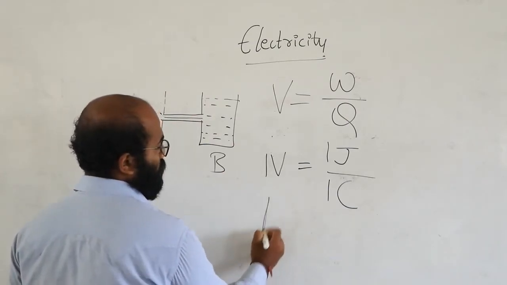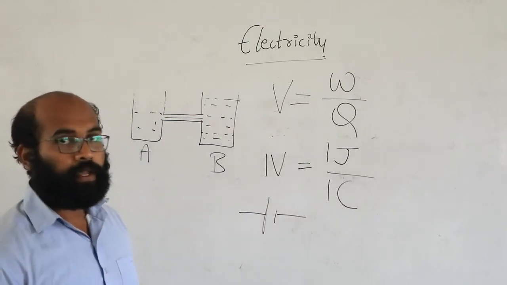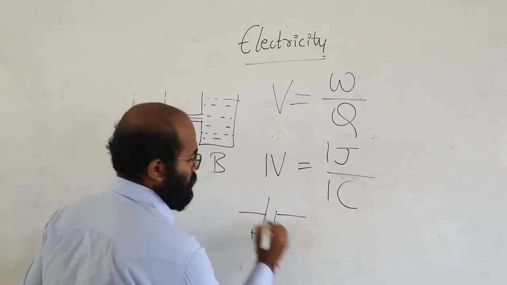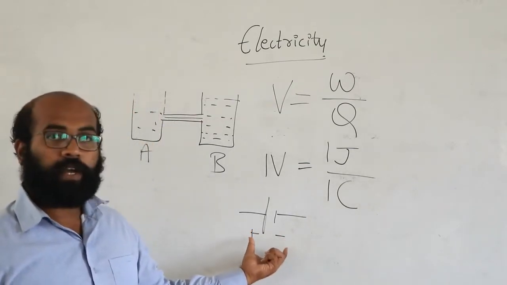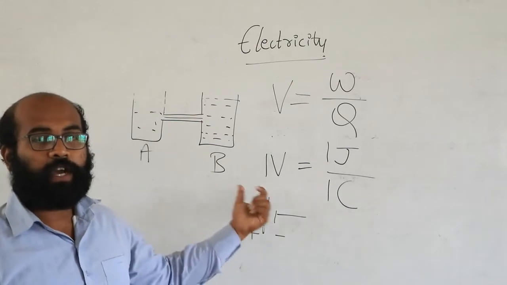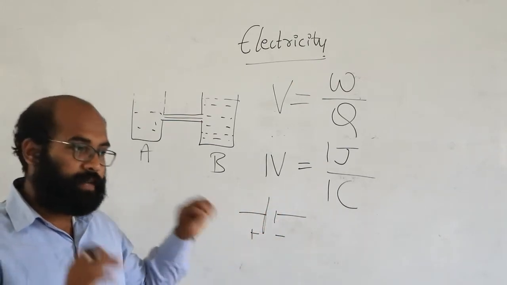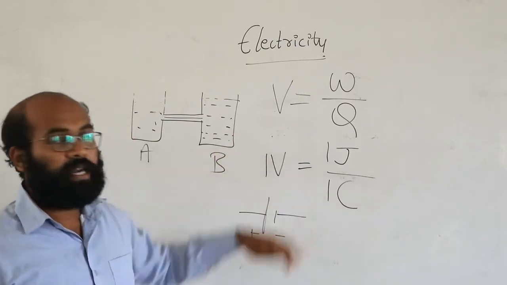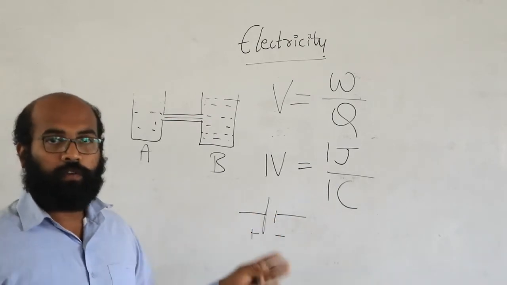As I told you in the last class, a battery is represented like this. This is the positive terminal, this is the negative terminal. Only when you connect the battery will there be flow of current. So what is this battery doing? This battery is trying to push the charge and the current flows. When you don't connect this battery, there is no flow of current.